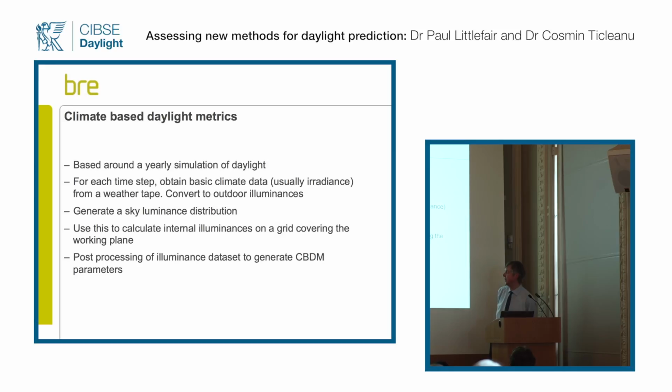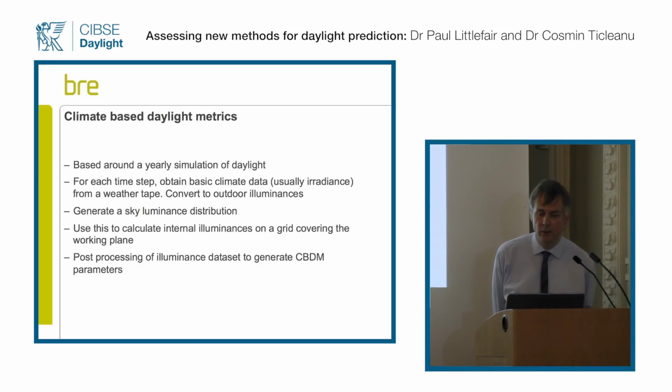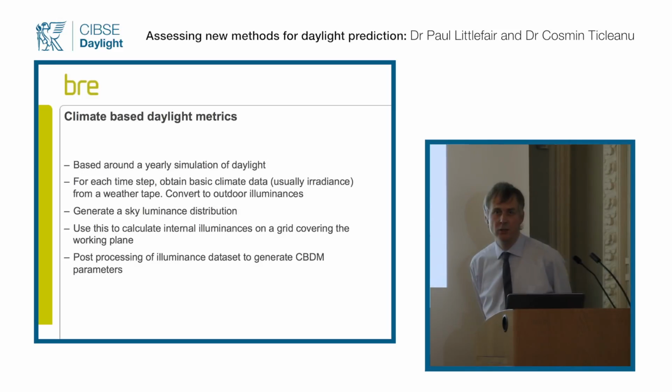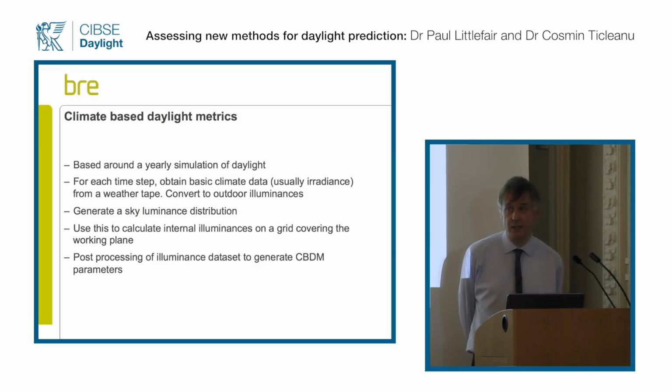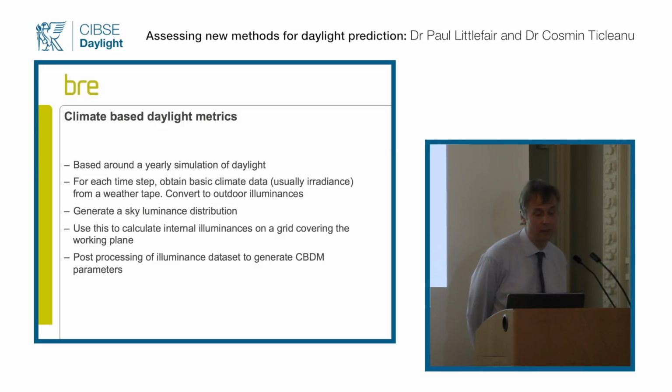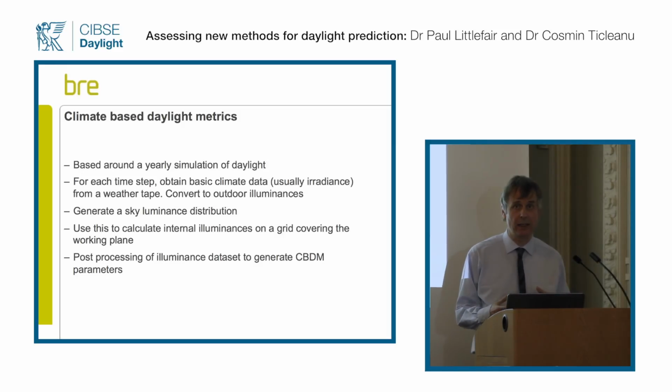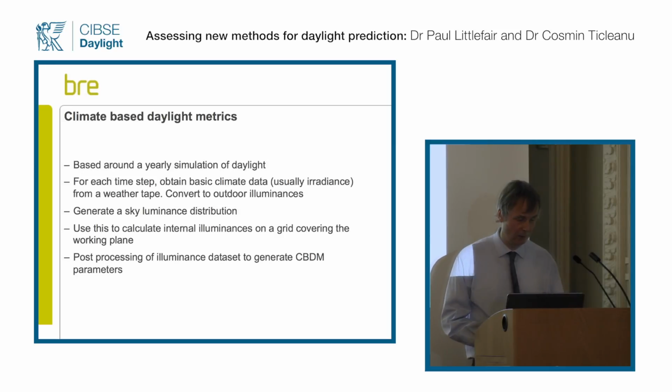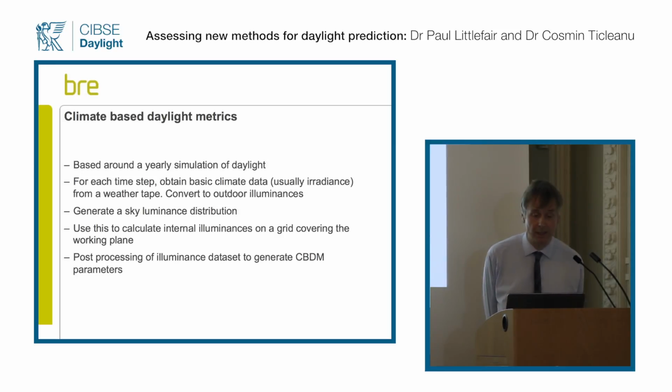And how you actually get this sky luminance distribution is almost magical, because you start off just from two pieces of data, which are the global and diffuse irradiance, and from that you try and predict whether it's going to be sunny or not, and from that you try and predict what the sky luminance pattern is like, and whether it's going to be brighter nearer the sun, or whether it's going to be more like an overcast sky pattern.